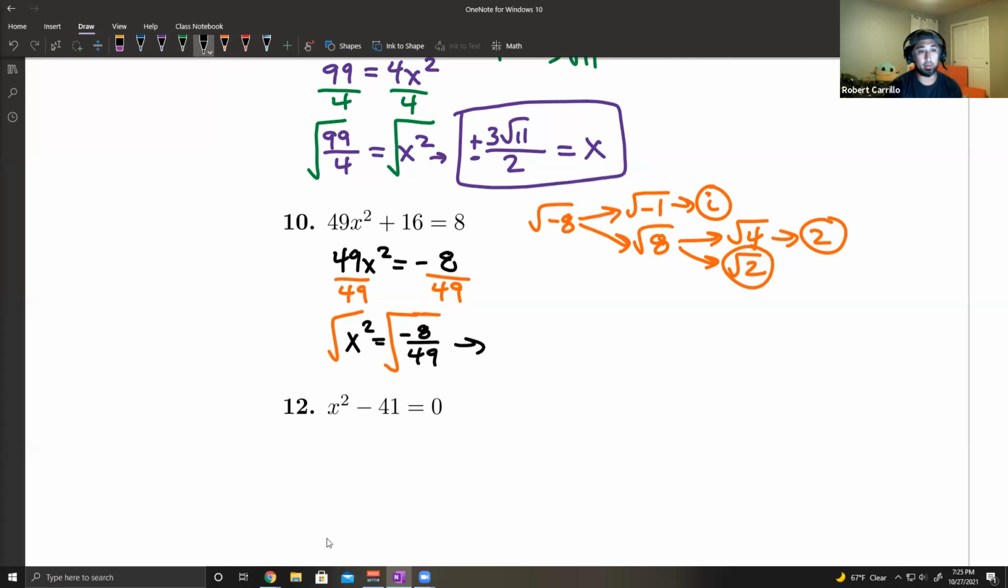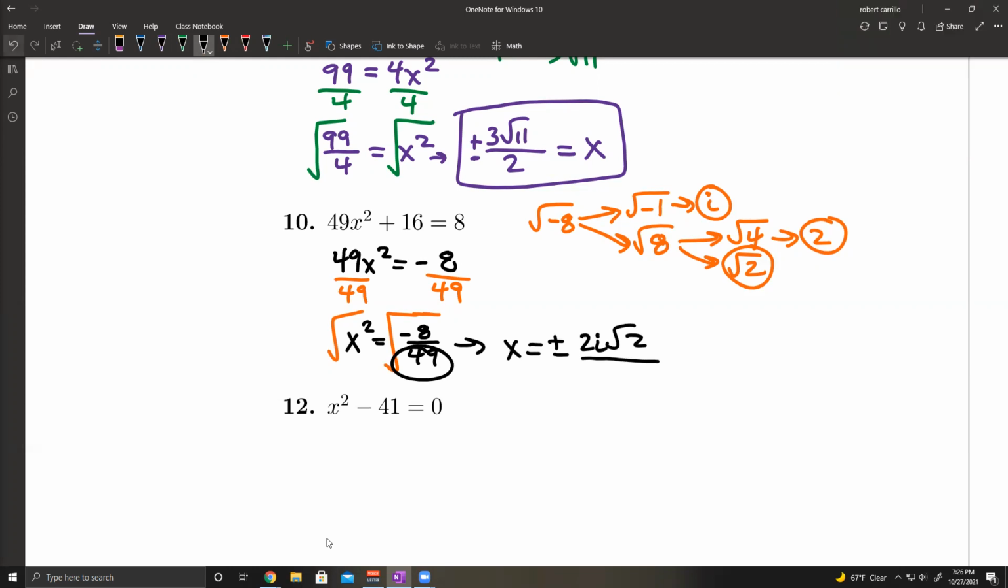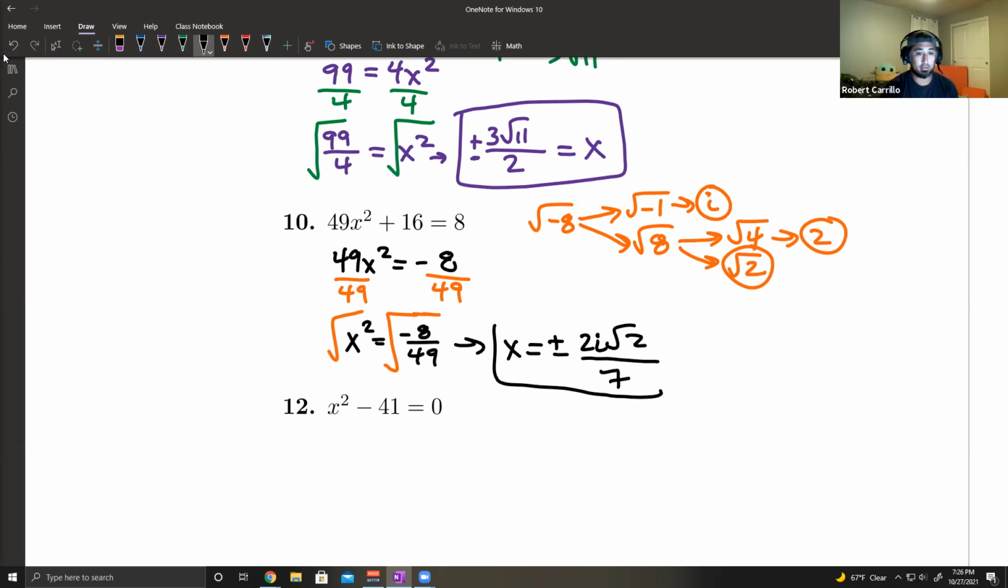So what we're left with is x equals plus or minus 2i square root of 2 all over, and what is the square root of 49? 7. There you go. Look at that.